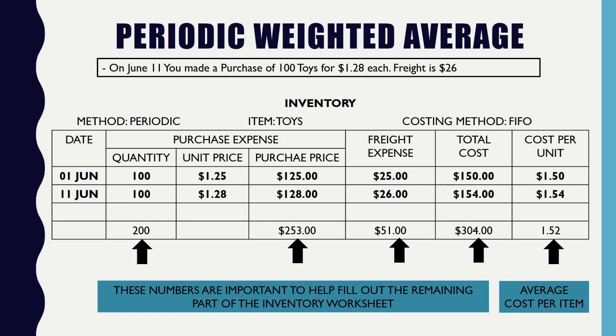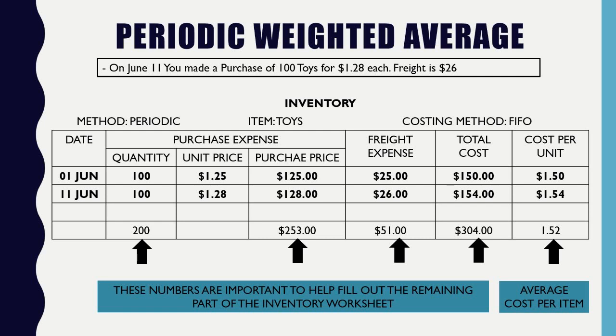All right. So again, we've already calculated it and I got $1.52. Now let's look at the top again. The first batch was $1.50 and the second batch was $1.54. So notice that the average cost per item is actually in between, which is exactly what the goal is. The cost is going to be between the two numbers that you just saw.